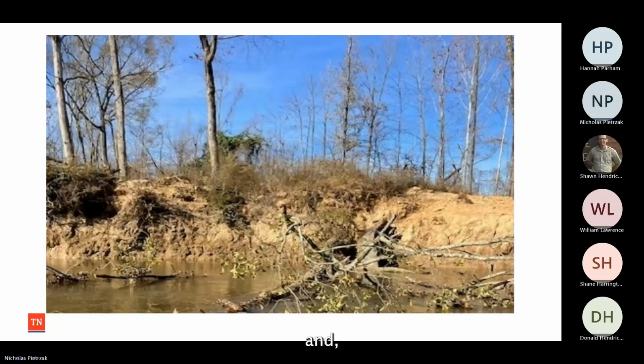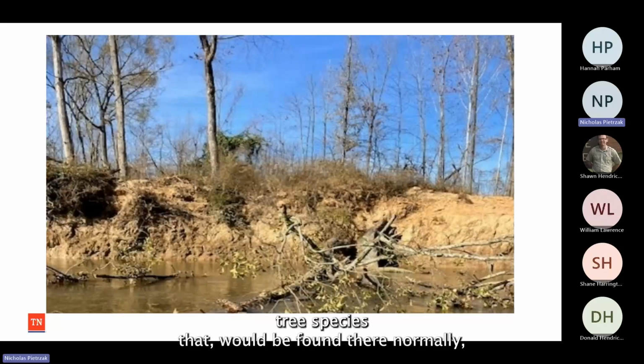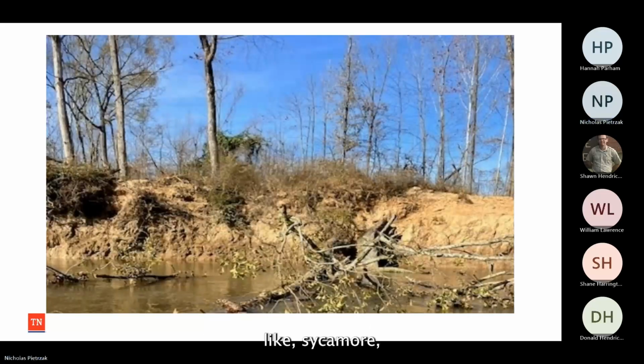And as far as fixing these issues, obviously pull the trees out of the water. And then we recommended planting some seedlings of tree species that would be found there normally, like sycamore, some sweet gum, things like that, bottomland hardwoods basically, to re-stabilize that bank.